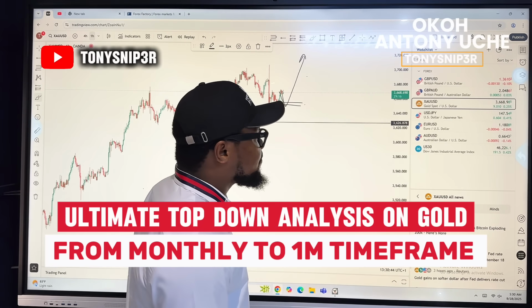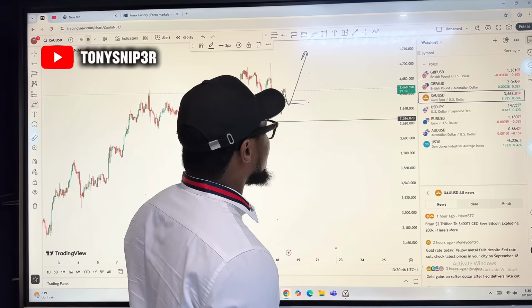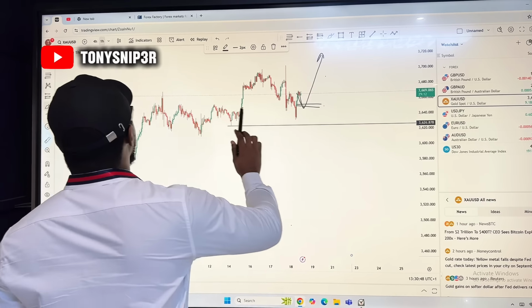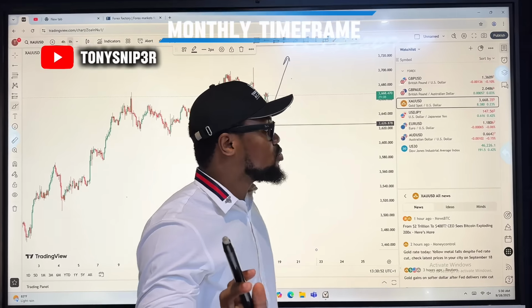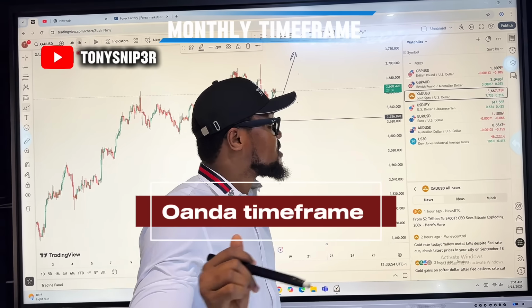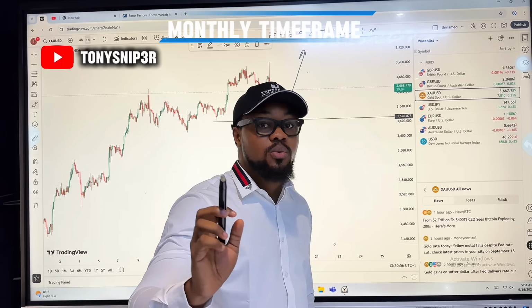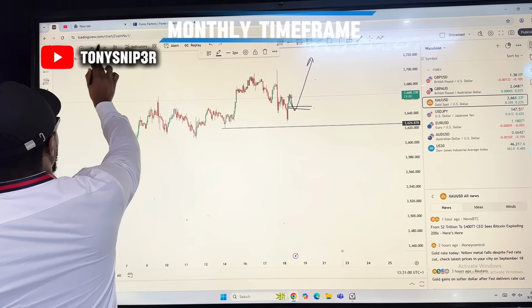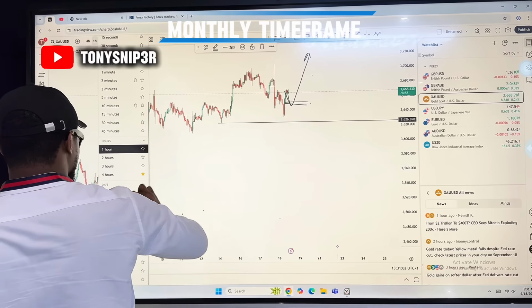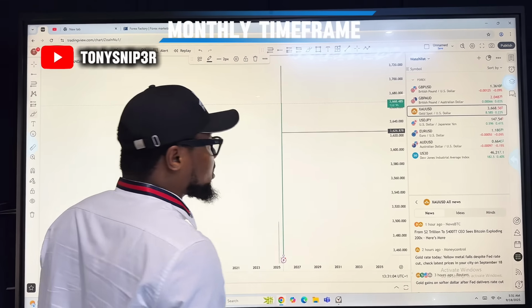Now the first time frame we're going to be looking at would be what? The monthly time frame on gold. Always make sure when you're trading gold, you're using the Oanda time frame. It's very, very important, okay? So the first thing you want to look out for is the monthly chart.